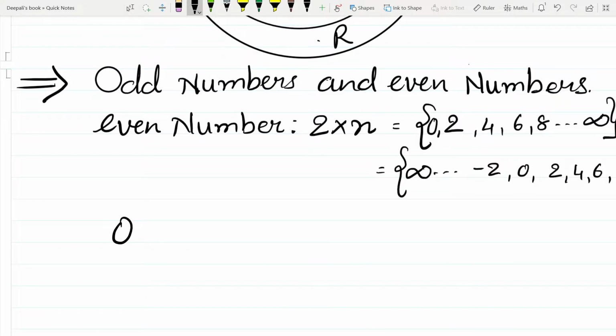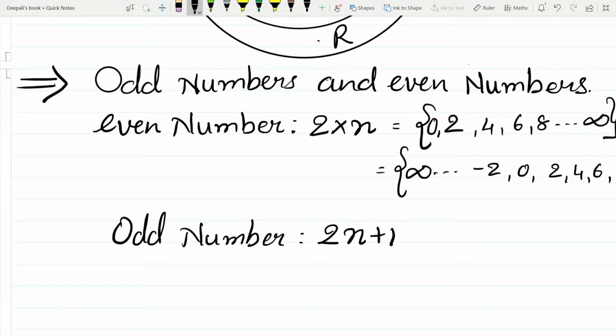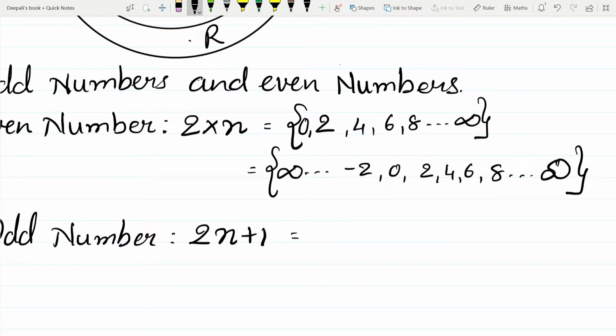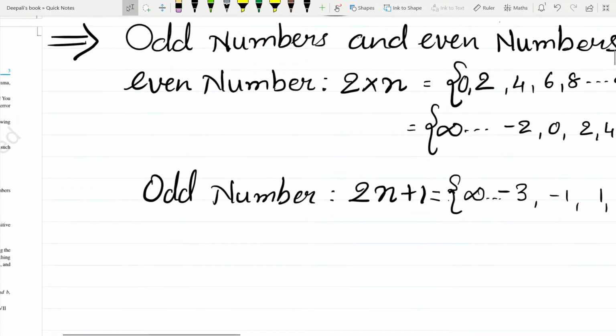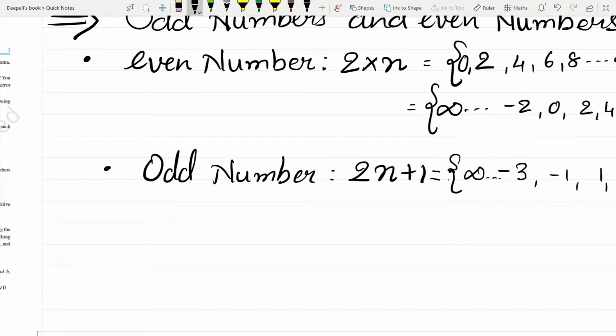In the same way, odd numbers, which do not form pairs, are called odd numbers, or they can be represented by 2n plus 1. They are like -3, -1, 1, 3 till infinity. So, this is another way of classifying numbers, odd numbers and even numbers.